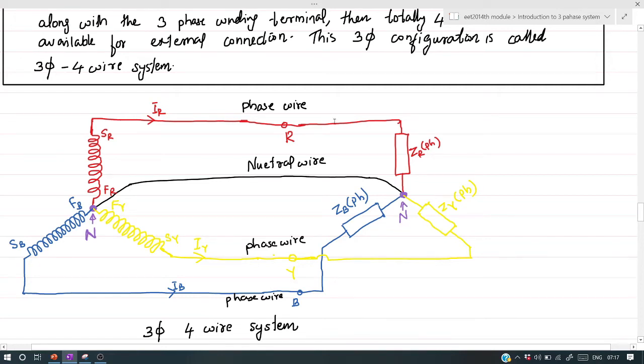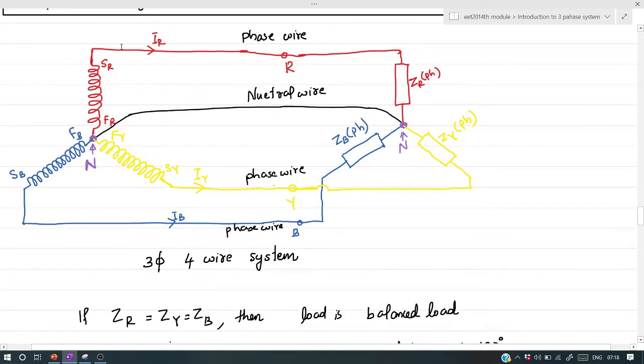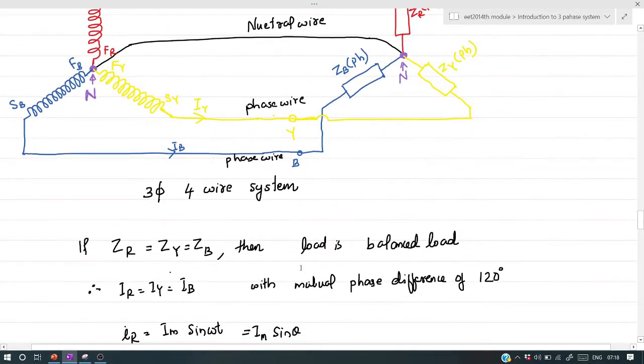So this is phase wire. This is also Y phase wire. This is another phase wire, that is B phase wire, and this is neutral wire. So under balanced condition, ZR is equal to ZB is equal to ZY, that is corresponding phase impedances are same. Under that condition, the magnitudes of individual currents, that is IR, IY and IB, should be same, with mutual phase difference of 120 degrees.